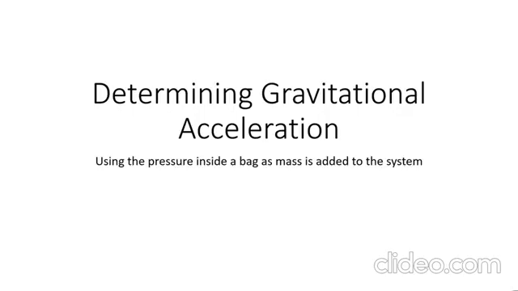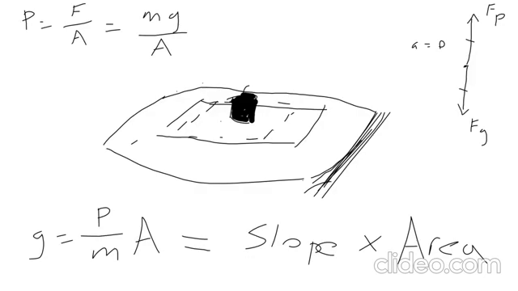Now for this experiment, we will use a Phyphox pressure sensor to find the acceleration due to gravity by measuring the pressure inside of a bag as mass is added on top of the bag. Now, pressure can be calculated as force per unit perpendicular area over which the force is applied, or force is equal to pressure times area.